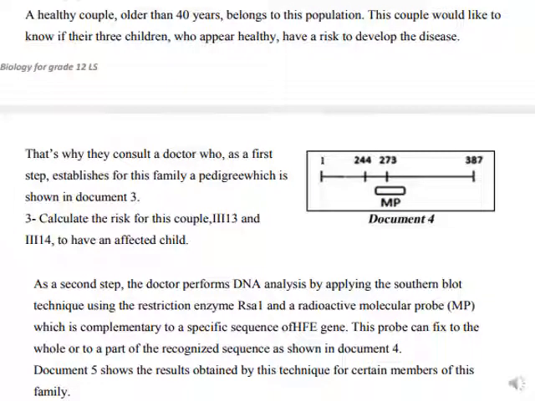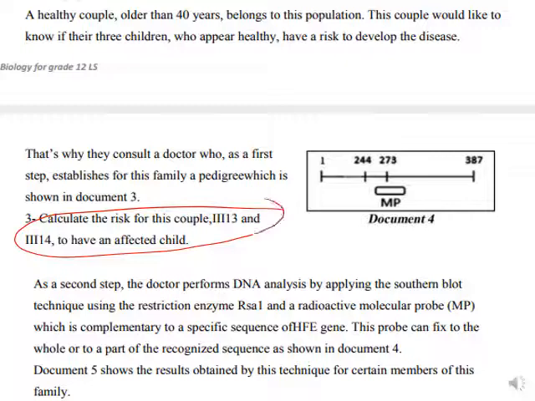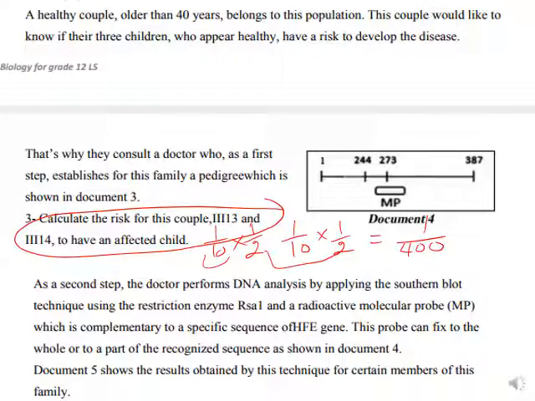A healthy couple older than 40 years belong to this population. This couple would like to know if their children who appear healthy have a risk to develop the disease. That's why they consult a doctor who, as a first step, established for this family a pedigree, which is shown in the document. We calculated the risk, since they gave you the probability to be heterozygous is 1 over 10. So it's 1 over 10 times 1 over 10 for both father and mother to be heterozygous, times 1 over 2 to give the mutated allele, times 1 over 2, so it would be 1 over 400.